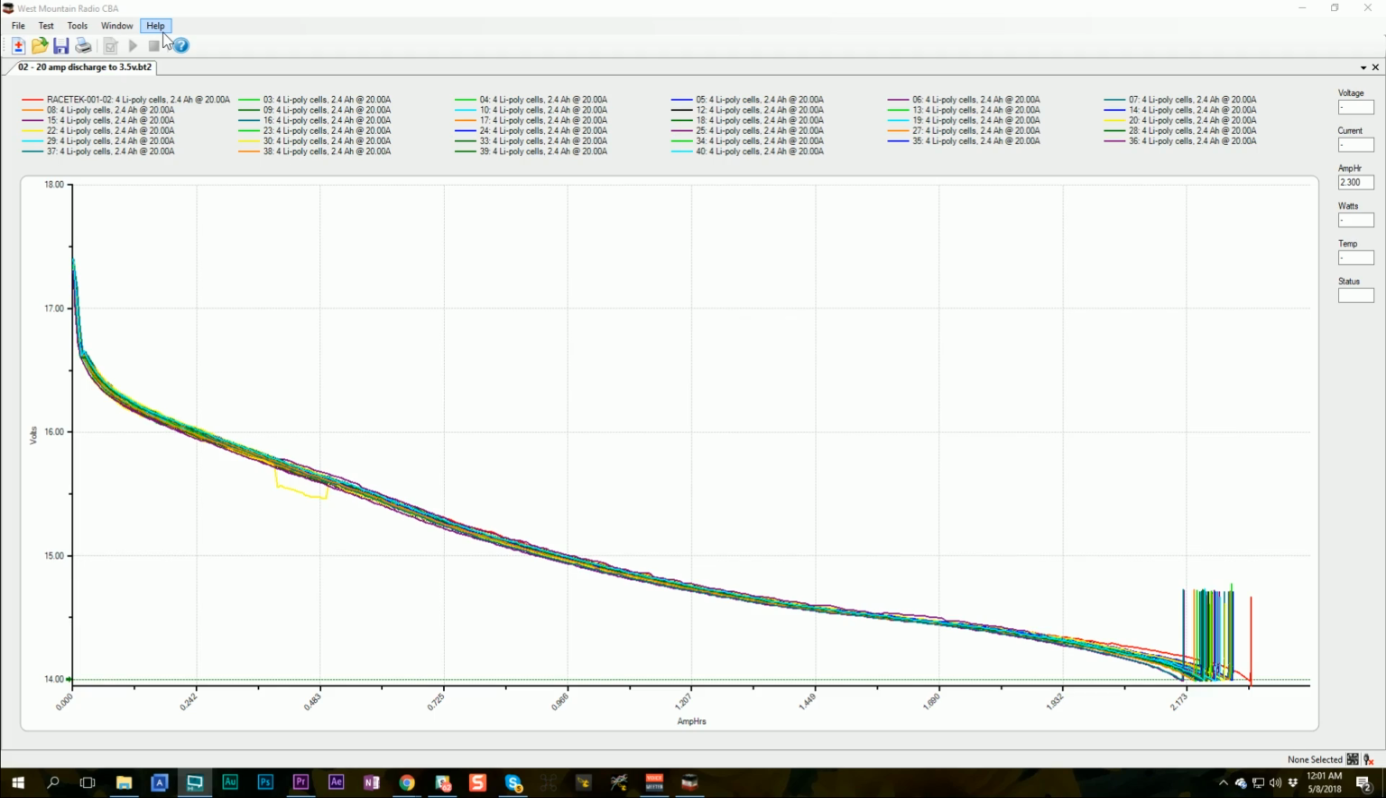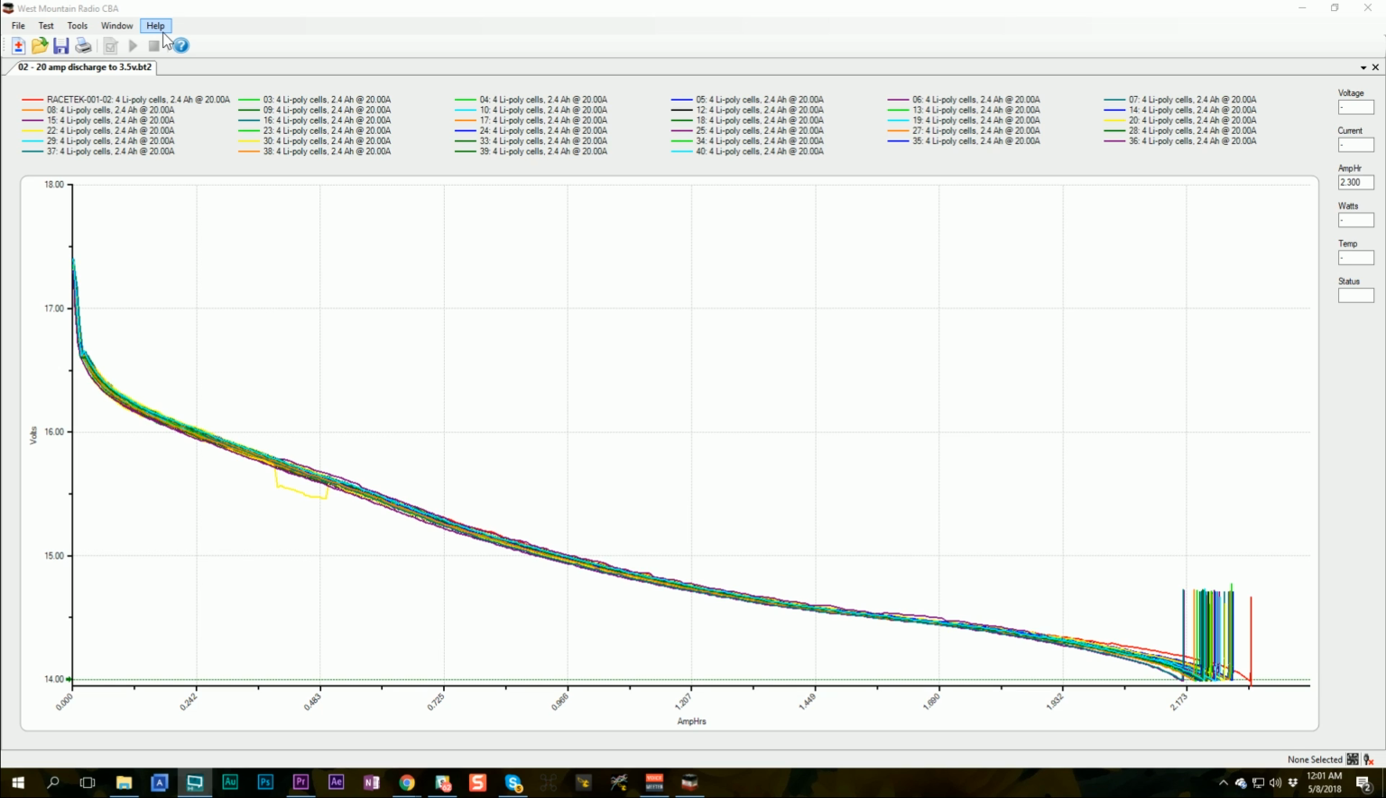So this battery was actually sent to me by Racetech months ago. Normally I buy my batteries blind, so take that for what it's worth. And I only tested one battery, so I don't have a whole bunch of other samples, but I just wanted to find out the results. The first results I want to show you are these 20 amp discharges.